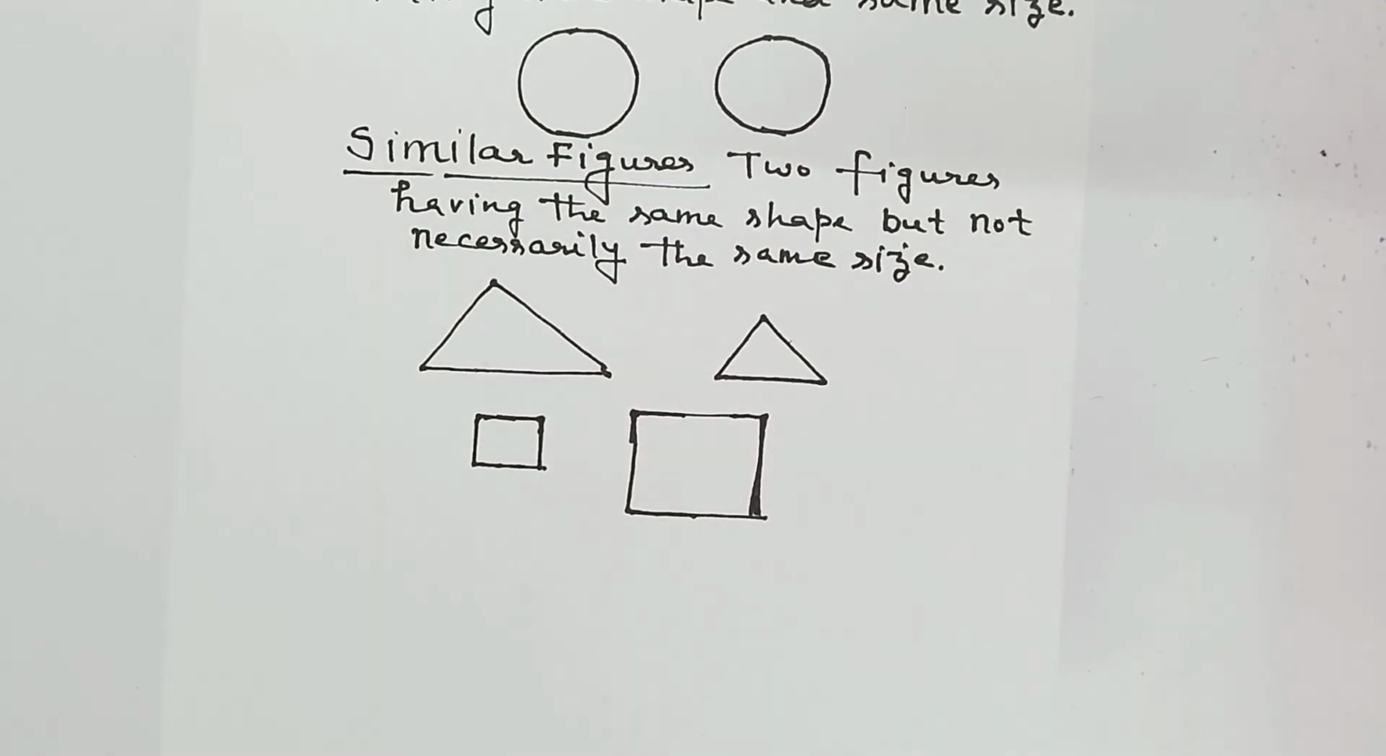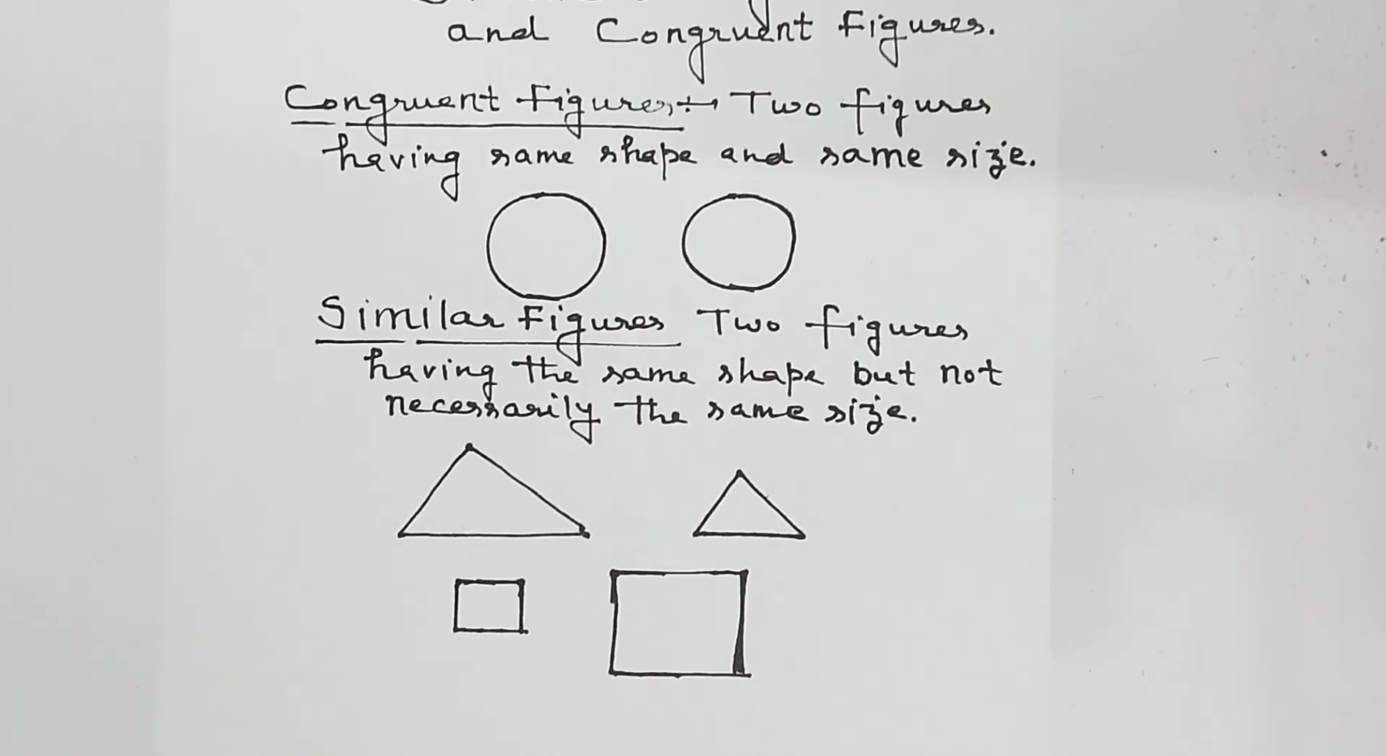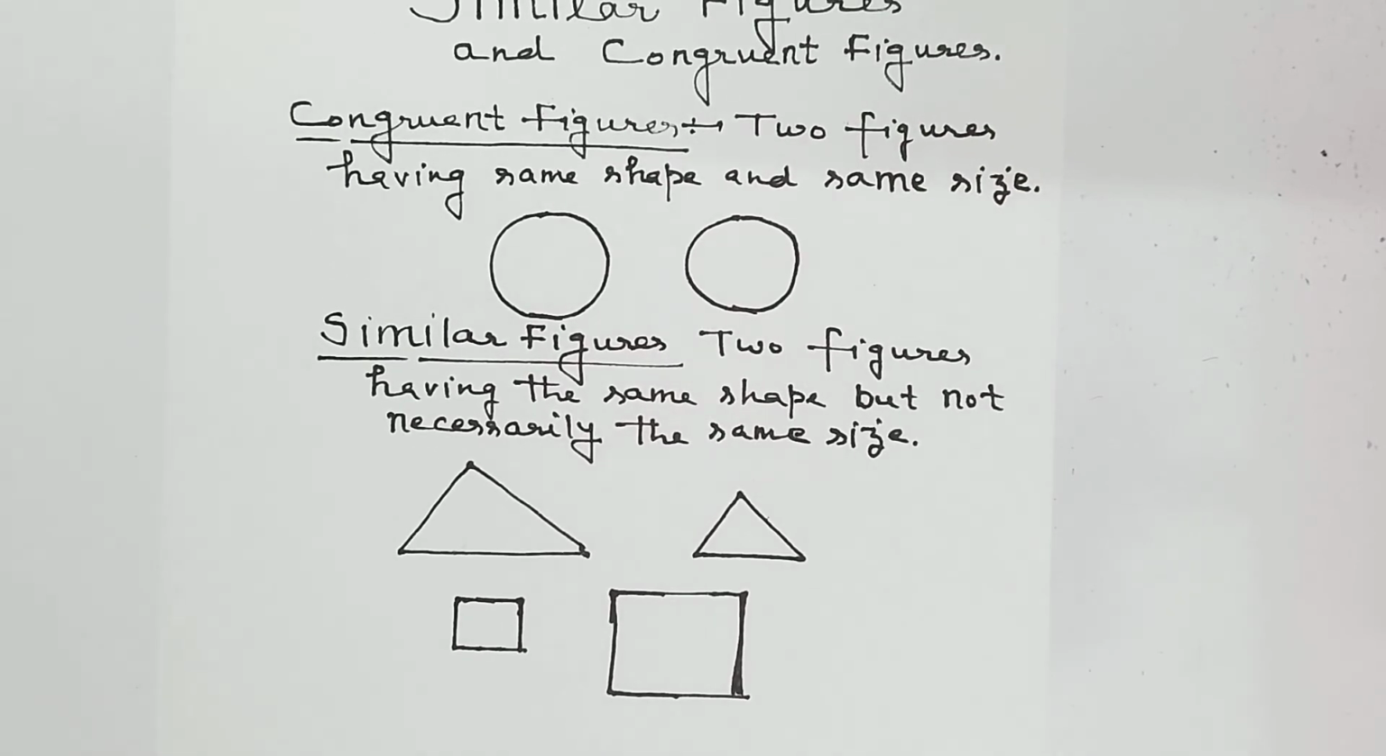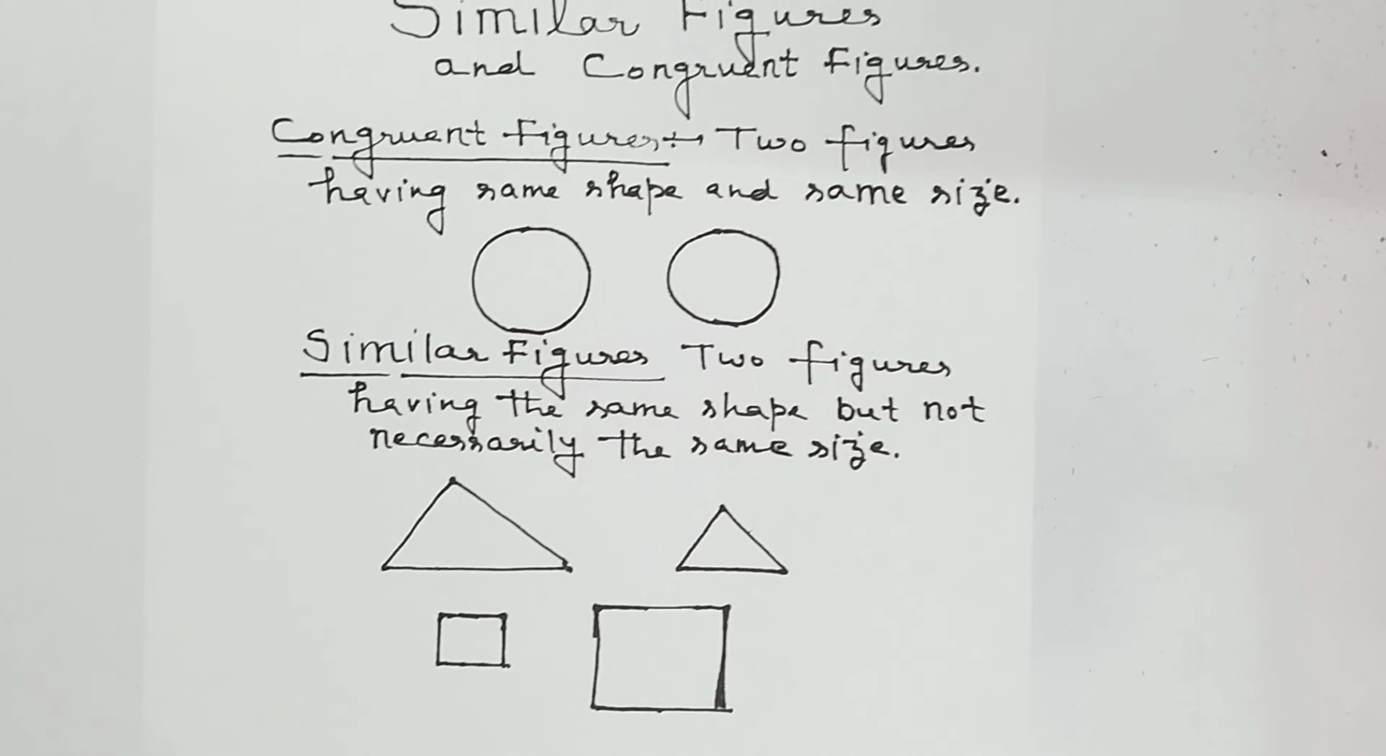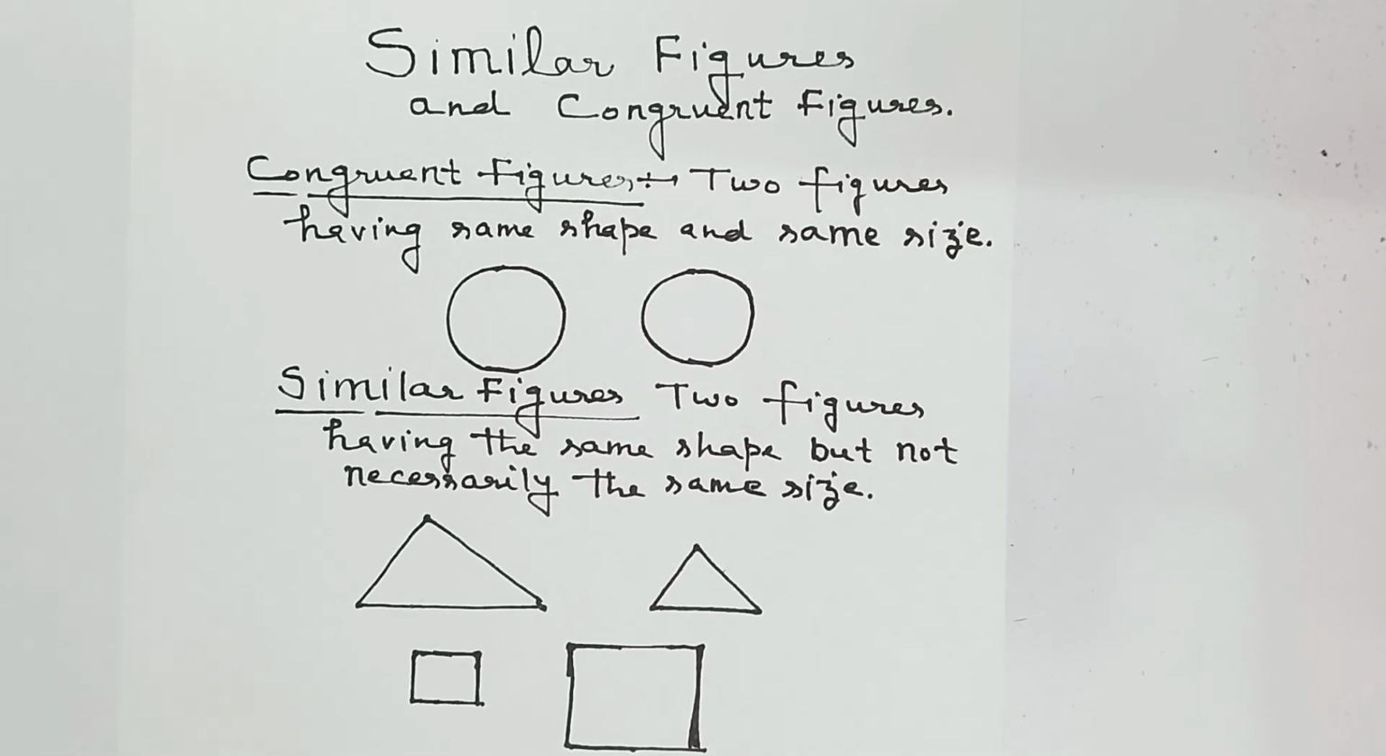Sometimes we move to the chapter directly without getting to know what are congruent and similar figures. Before you start the chapter triangles, you must be aware about the difference between similar figures and congruent figures. I hope the thing explained here is crystal clear to you, that what are congruent figures and what are similar figures. Thank you.